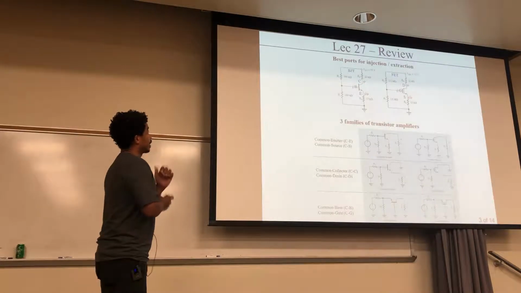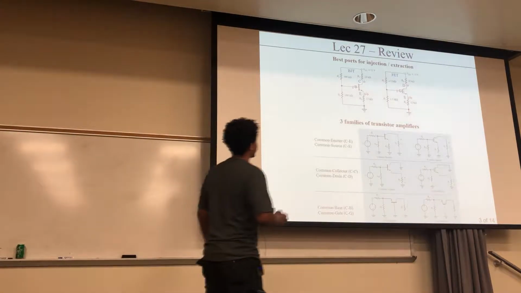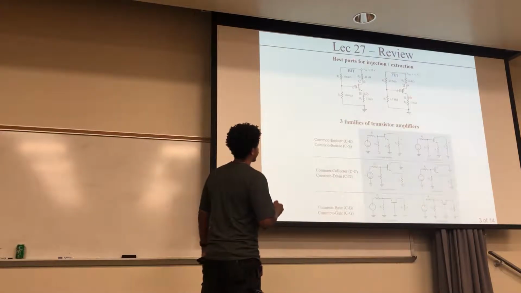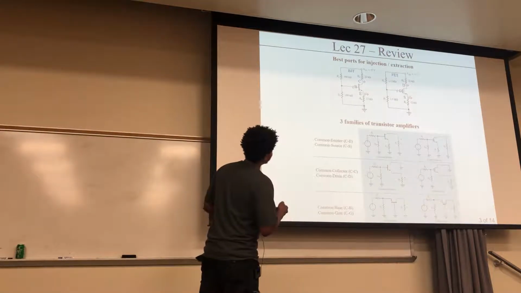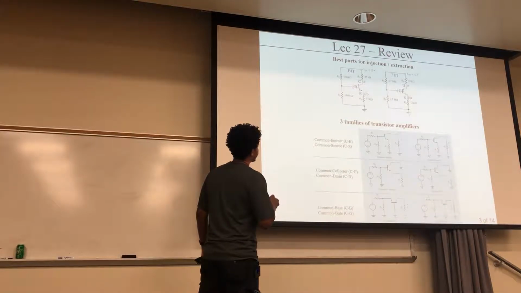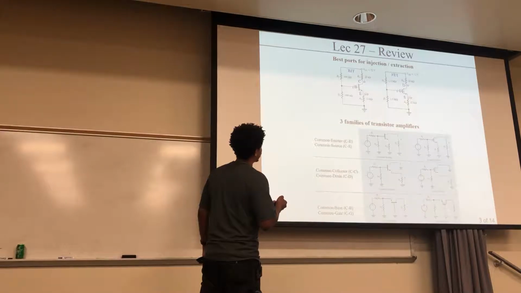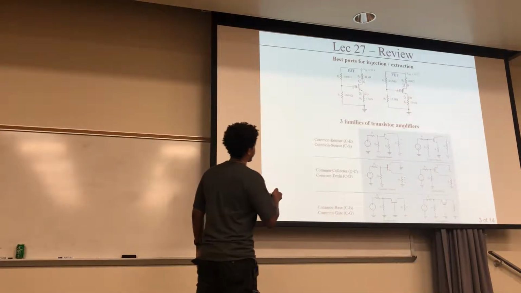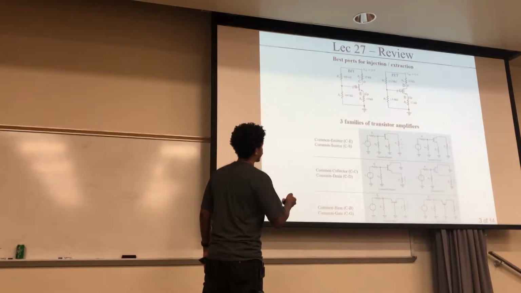And for lecture 27, we looked at the various kinds of ports, and we found out that for the BJTs, it's actually the same for the FETs too. So the inputs for the base and the gate are good places for inputs, also the emitter and the source. And for outputs, good places are the collector and emitter and the drain and the source.